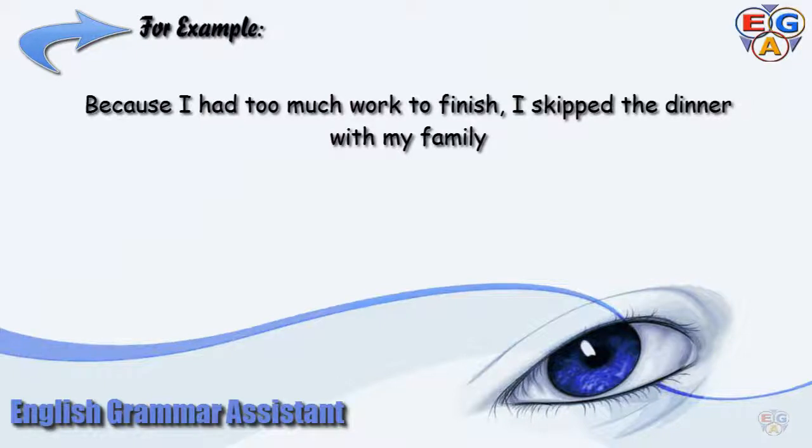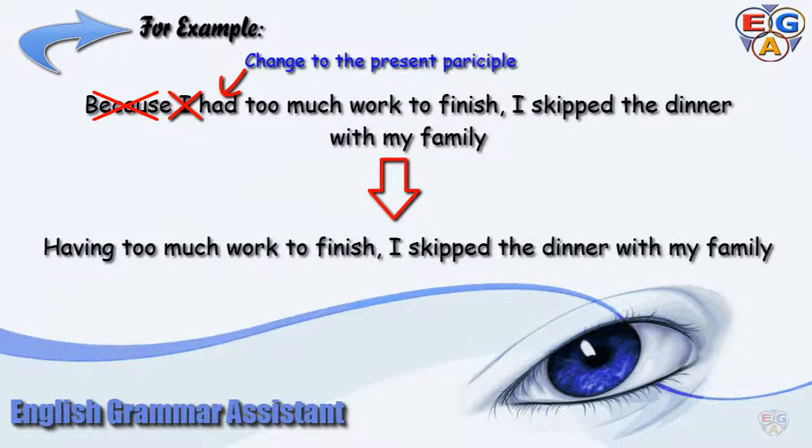For example, because I had too much work to finish, I skipped the dinner with my family. In order to reduce the adverb clause in this sentence, we eliminate the connector, because, and the subject I, and change the verb's form to the present participle, the base form plus ing. So, the new sentence becomes like this: having too much work to finish, I skipped the dinner with my family. Note, in the case of the connector because, it must be eliminated, because it can't be followed by a noun or participle.